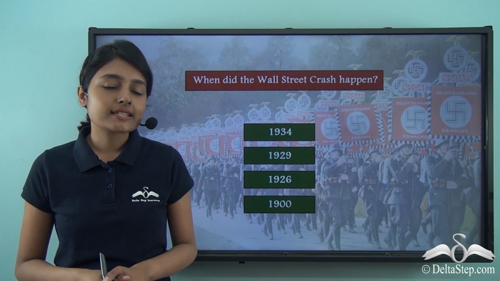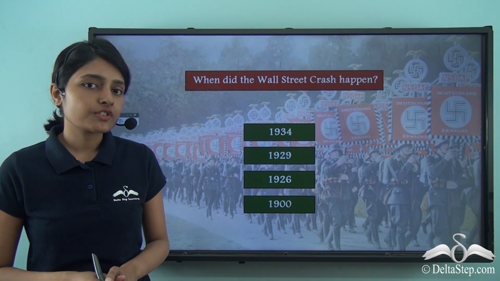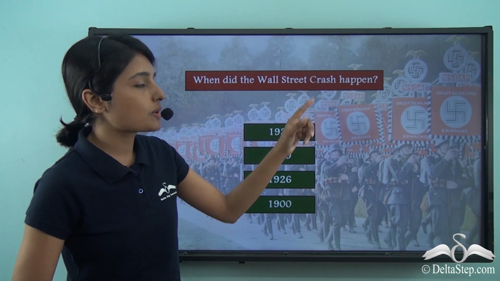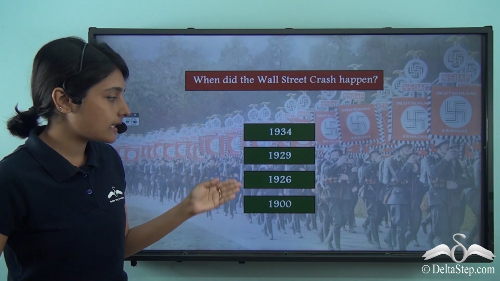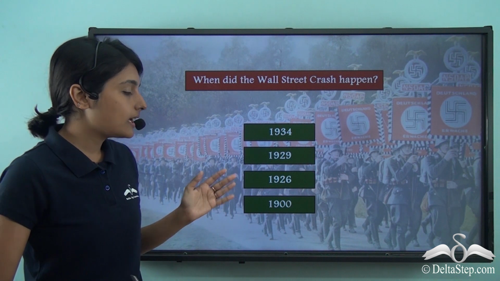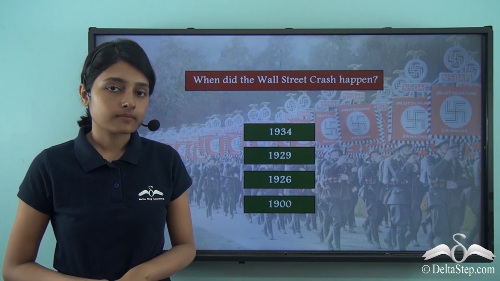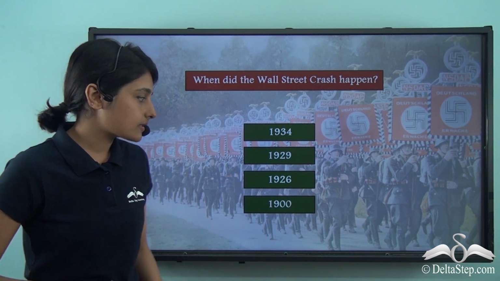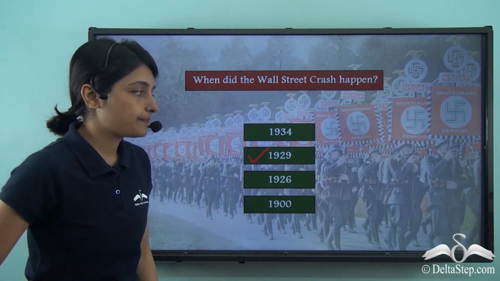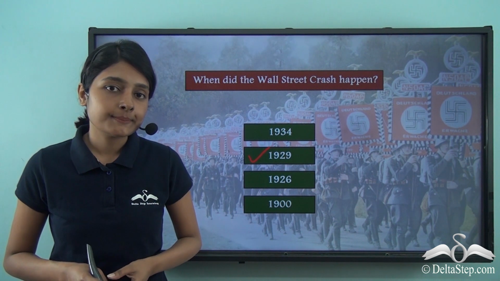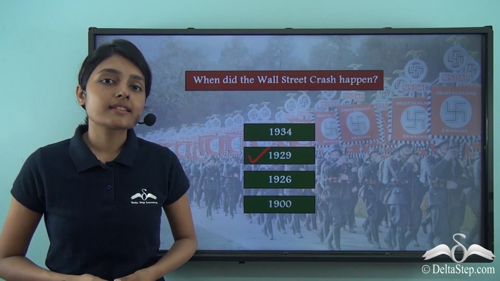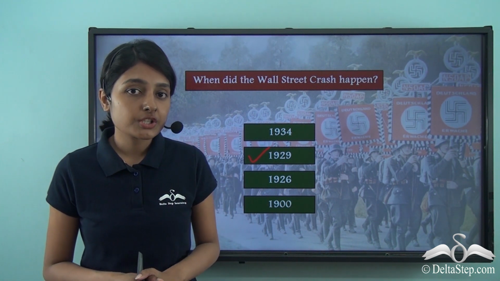Before proceeding with this lesson, let me ask you a question. When did the Wall Street crash happen? Did it happen in 1934, 1929, 1926 or in 1900? Well, the correct answer is 1929. The Wall Street crash happened in 1929, and after this ensued the Great Depression.